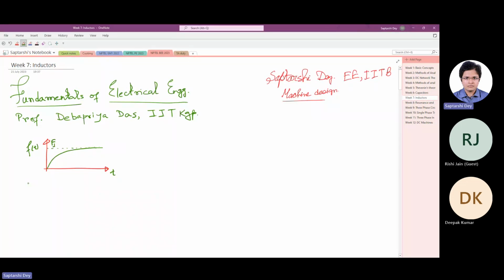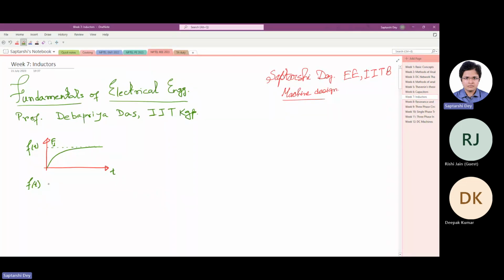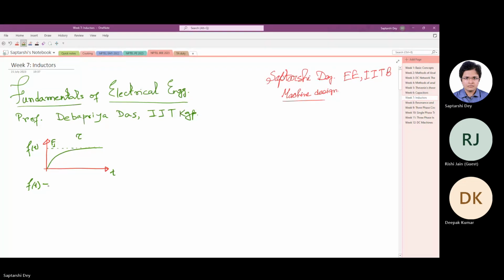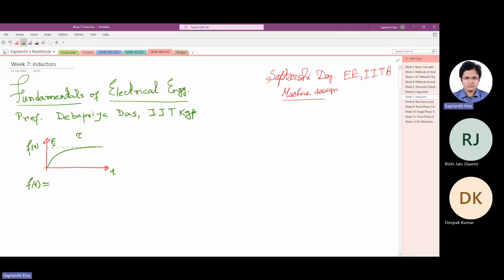Now, say the time constant is tau, that is known to me. Can you express this one as a function of time? What is the equation of this then? Can you tell?